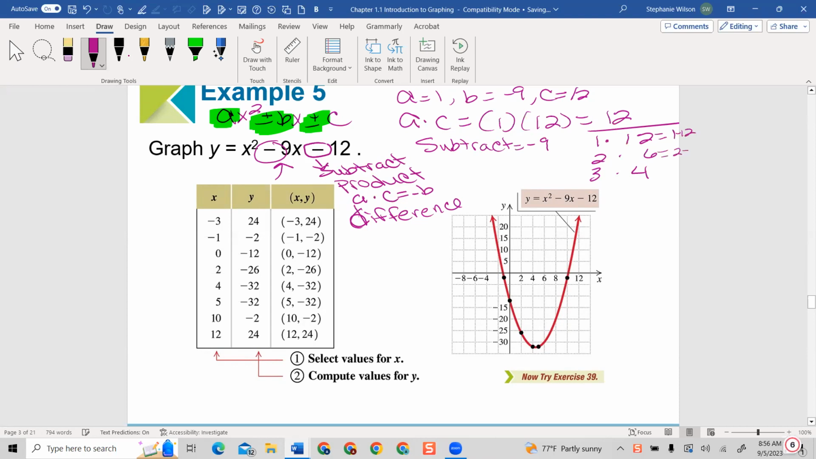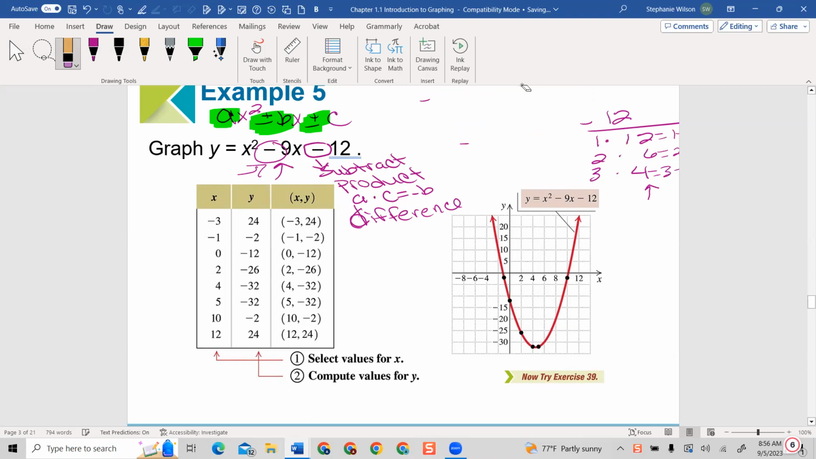I could say, well, 2 minus 6. Well, that doesn't equal negative 9. 3 minus 4. And if you notice, I put the negative sign on the larger numbers because this is what it's calling for. B is negative. And we don't have an outcome. So this doesn't work. Since it doesn't work, I want to use the quadratic formula.